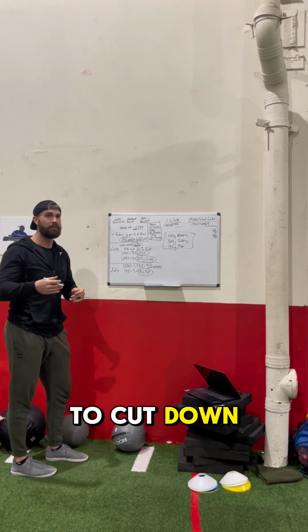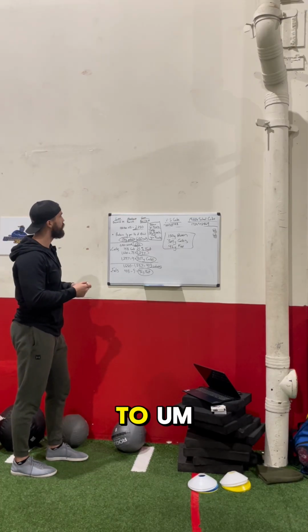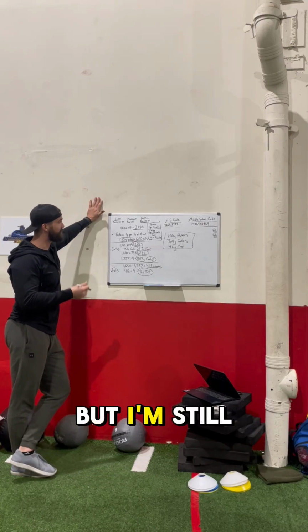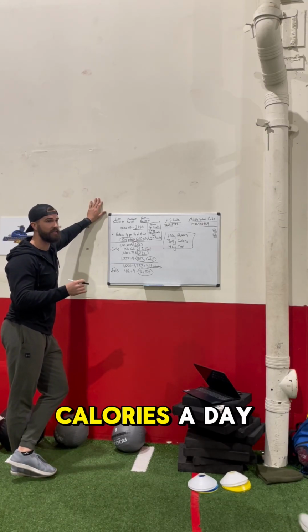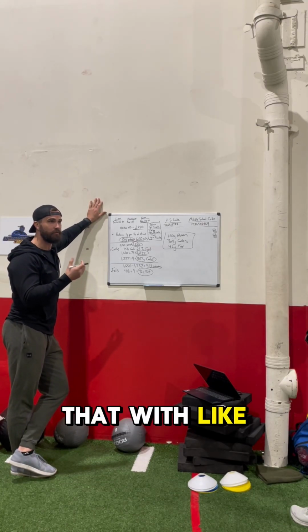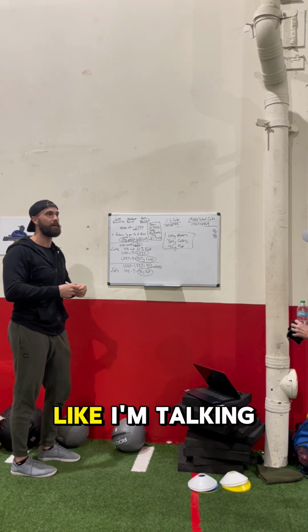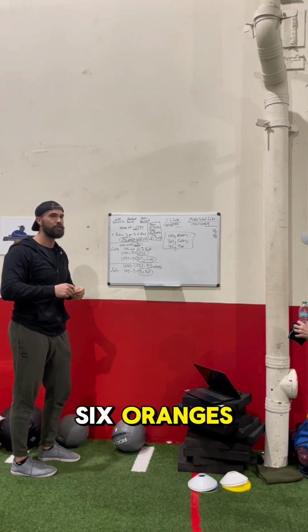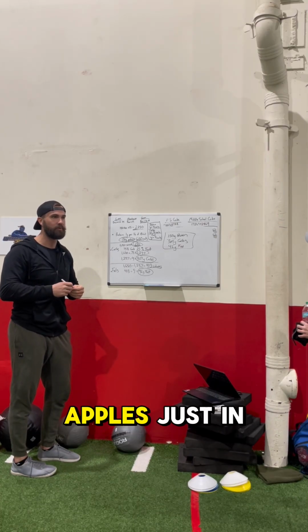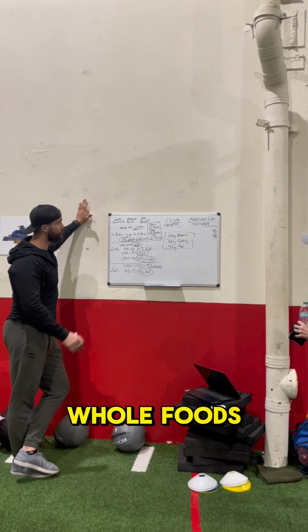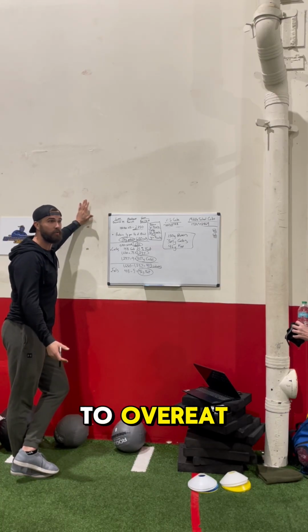Now I'm trying to cut down because I got a little fluffier than I wanted to. So now I just pretty much cut out the crap, but I'm still aiming for like 3,500 calories a day. And to get that with fruit, I'll eat a fruit bowl worth of fruit per day. I'm talking 6 oranges, 2 bananas, 3 apples, just in one day. So if you stick to whole foods, it is tough to overeat.